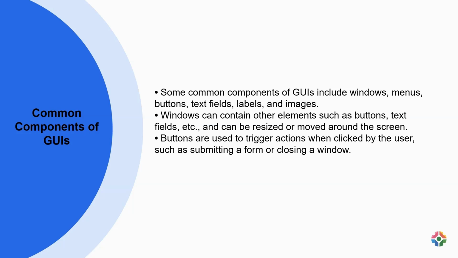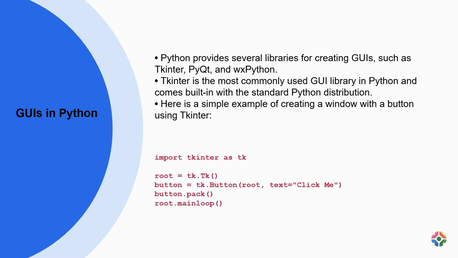For instance, in a software application, a user can click a Save button on a form to store entered data, or click an Exit button to close the application window. Python offers various libraries for developing graphical user interfaces, GUIs, with popular options including Tkinter, PyQt, and wxPython. Among these, Tkinter is a widely used GUI library that is pre-installed with standard Python installations.